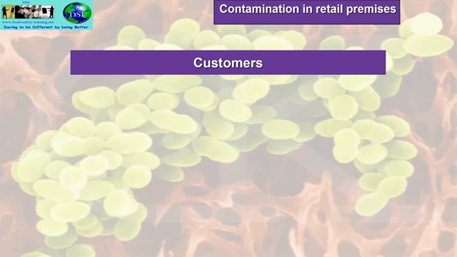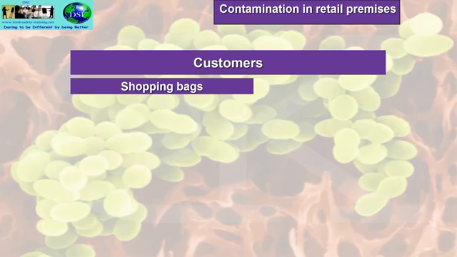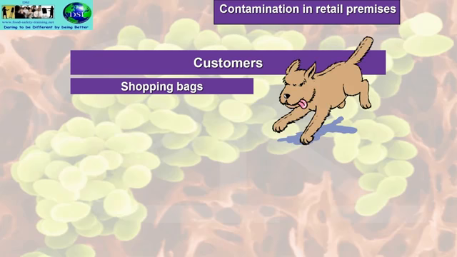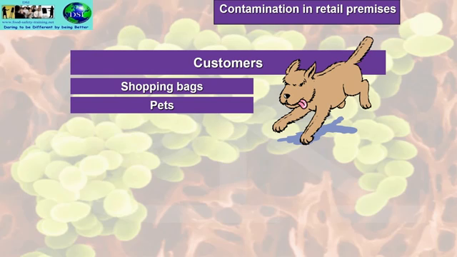Contamination in retail premises could come from customers. For example, there's shopping bags, bringing pets into a retail premises. Again, you normally see signs where dogs are not allowed into catering premises unless they are guide dogs. So obviously guide dogs have far better hygiene values than ordinary dogs.